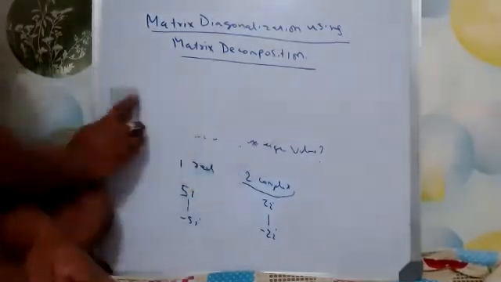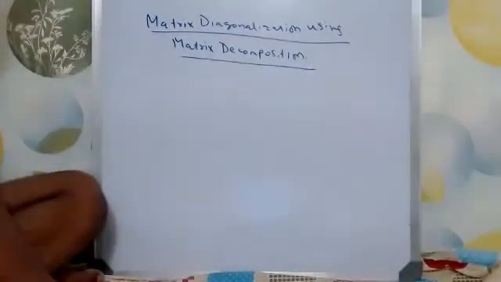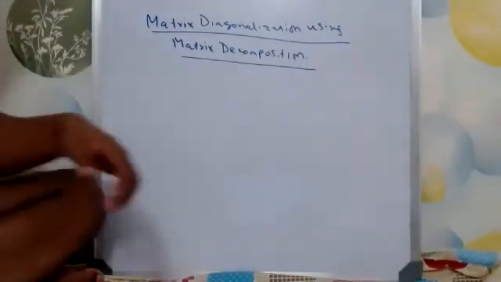Got it, Abhinandan? Yes, I got confused. Yeah. Okay. So this is about our real and complex conjugates.